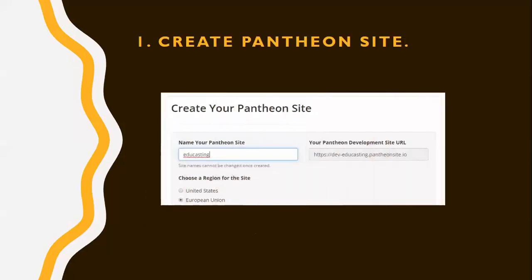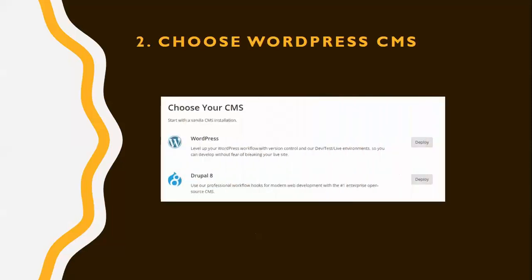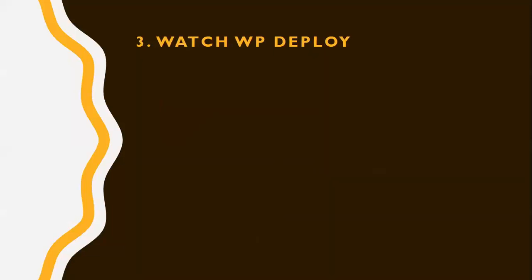So creating the site's pretty simple. Call it either podscope.net or opencopy.ie. There's one that's called Edgecasting. It's migrating in the European Union. It's the region you choose for the site. The WordPress CMS is what you want to deploy. There are others for Drupal as well as WordPress.